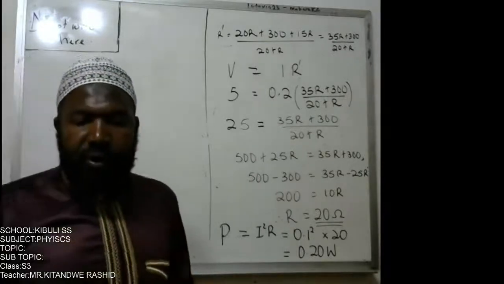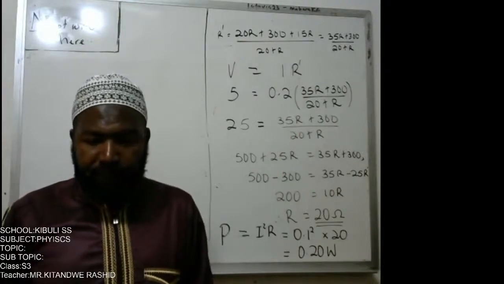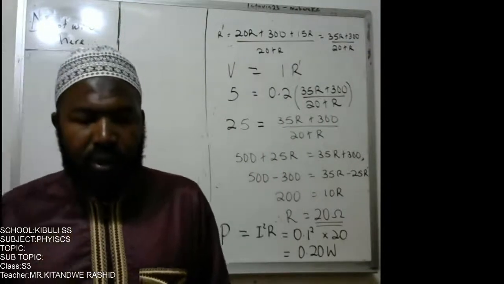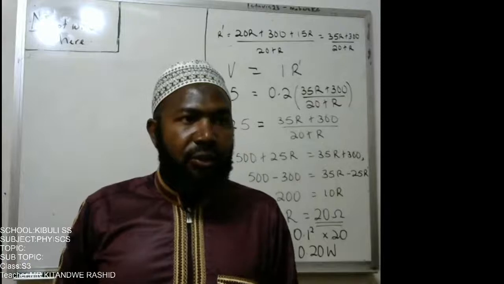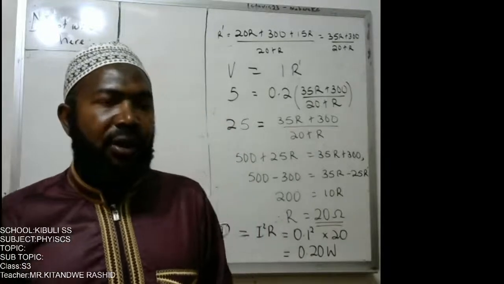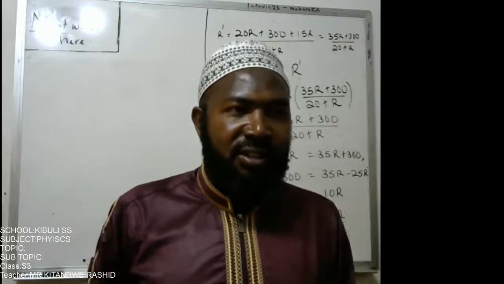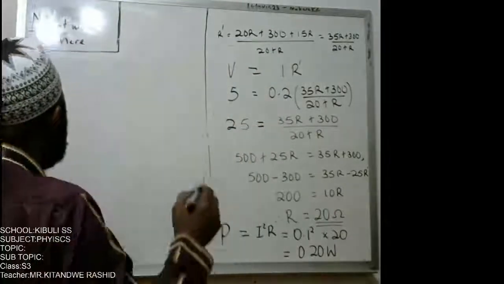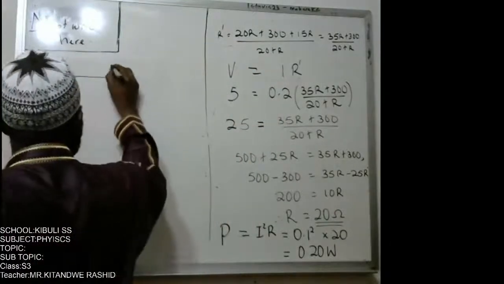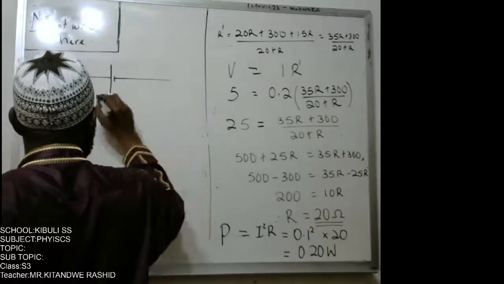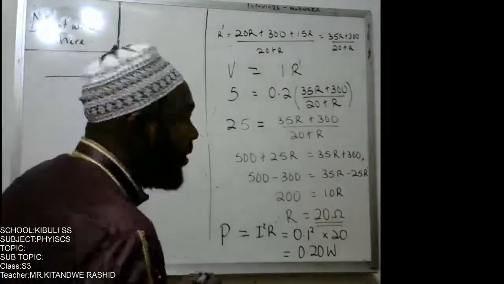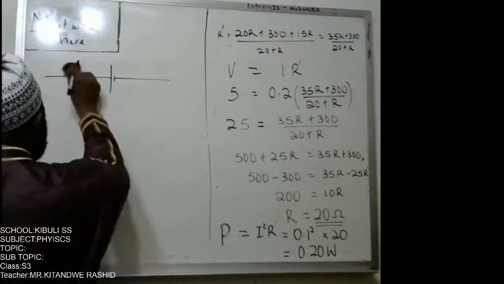All right, we go to question 2. Figure 2 shows a battery of 24 volts and negligible internal resistance. The figure was like this, but we had the two resistances.